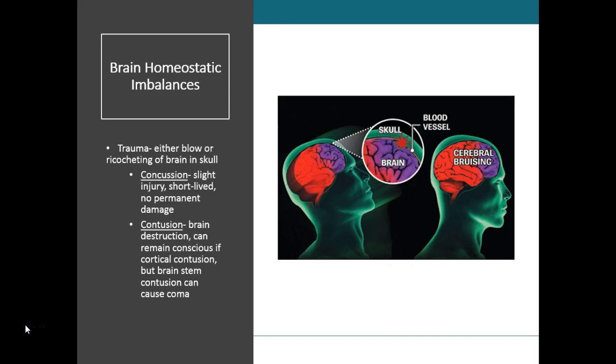A concussion usually produces no obvious bruising of the brain, so signs of a concussion are headache, drowsiness, nausea and vomiting, lack of concentration, confusion, and possibly even some slight memory loss.